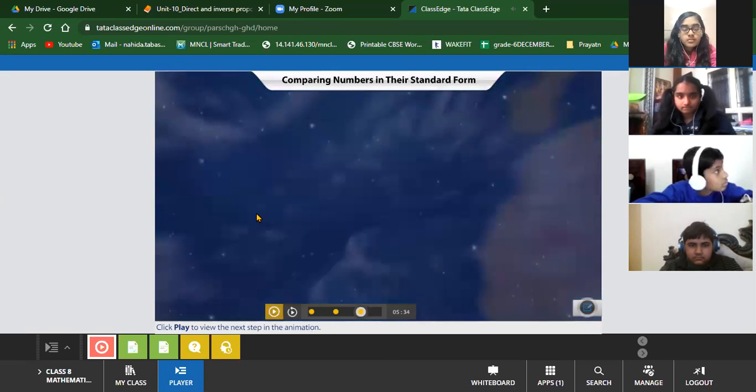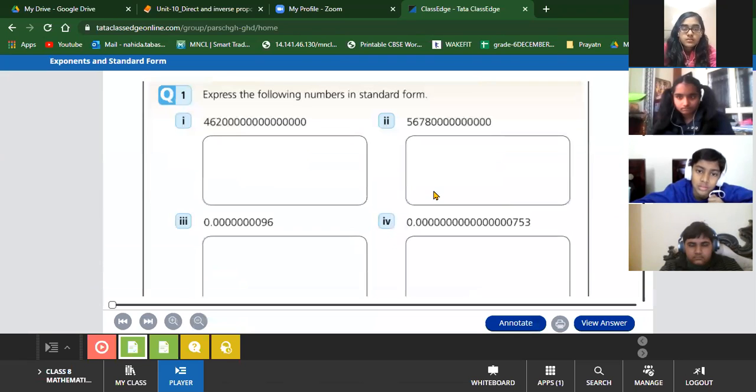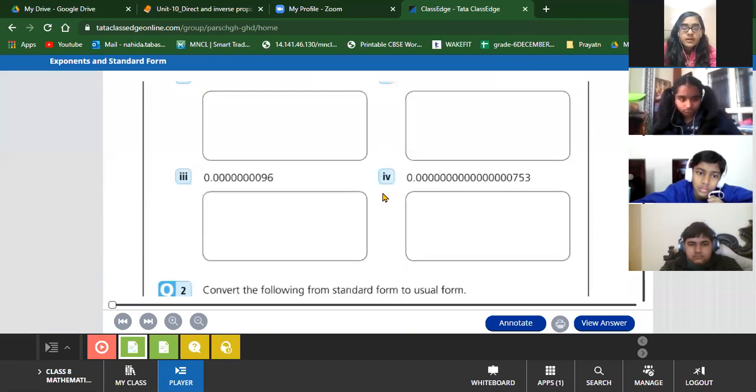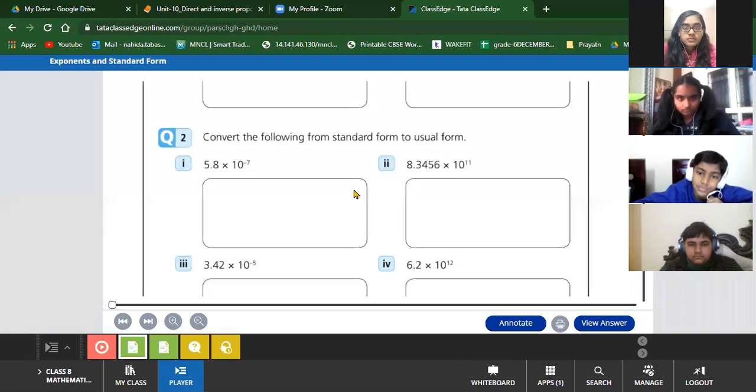Okay, so till here, any doubt about what the standard form is, how to convert the numbers into the standard form? No doubts. So I would like you to move to one exercise here. This is question number 1, where you have to express the numbers in their standard form. And then there's another question where it is already given in the standard form, but you have to convert it into the usual form.